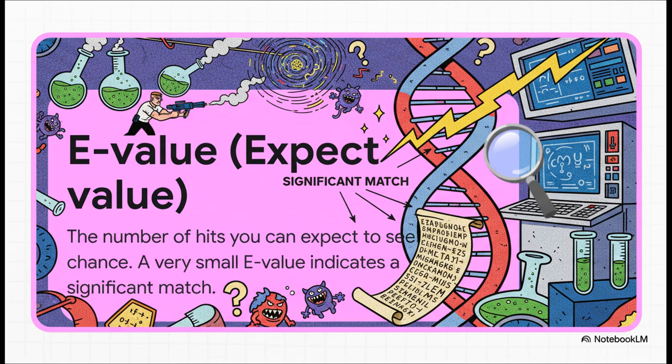And as the homework pointed out, even with a 100% match, the e-value isn't 0 for a short sequence like a microRNA. Why? Because it's so short, there's always a tiny statistical possibility it could match by chance. But a super small e-value tells you, nope, this is the real deal.